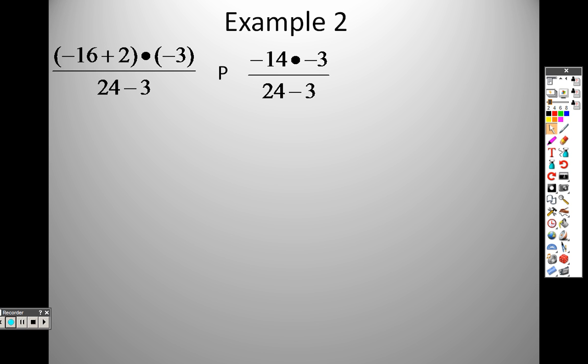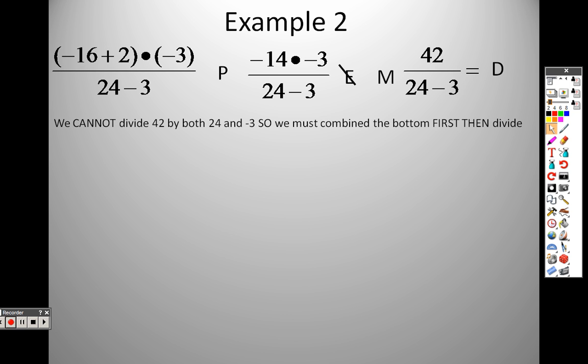So, according to order of operations, next would be exponents. There is no exponents. Next would be M for multiplication. So let's multiply negative 14 times negative 3 and get positive 42. Next up would be division. There is a division. We cannot divide those two separately. So before we do that, we need to combine them. So 24 minus 3 is 21. Now I can divide them. 42 divided by 21 is 2.